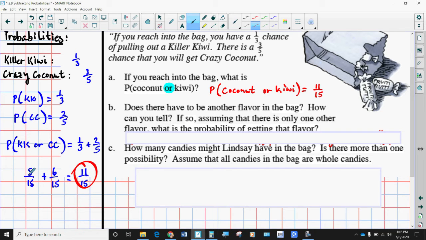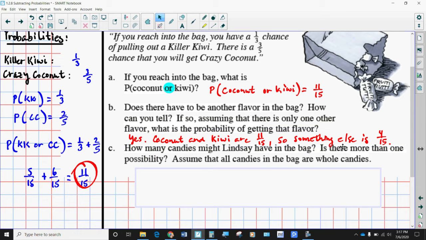So if this was like 7/15 and that was 8/15, the total adds up to the whole, then there would just be 2 flavors. But the fact is, there's something left over there, right? So how much is left over? There's got to be 1/15 some other candy in there, whatever that flavor might be. So that's the third candy's probability.